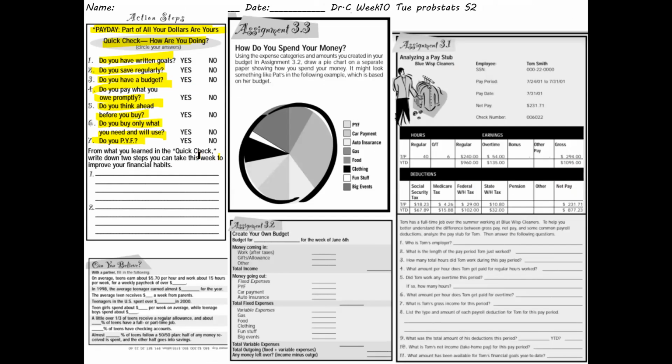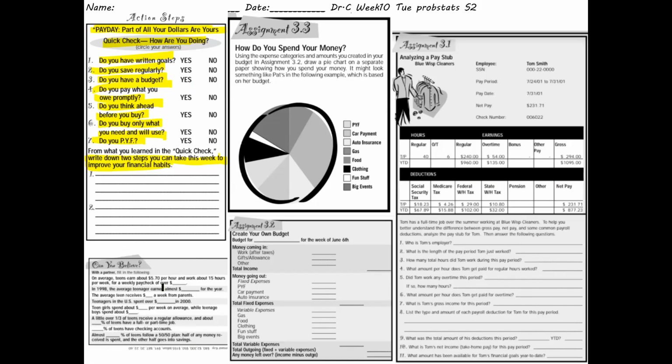And from what you've learned in the quick check, write down 2 steps you can take this week to improve your financial habits. I always like to Marie Kondo everything. Before I purchase something, I ask myself, does this item, if I purchase it, bring me joy? Or in the long term, is it going to make me more stressed because I feel guilty about spending a bunch of money buying this? And now I have to find a place in my house somewhere to put it and store it. So I always like to think about that before I make an irrational purchase.